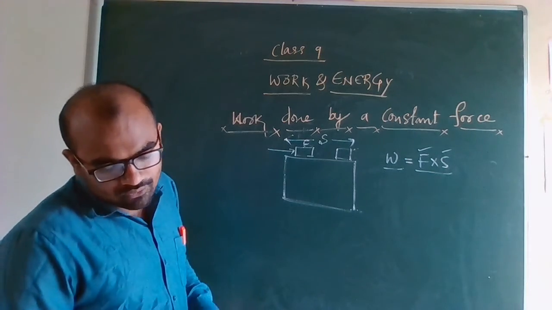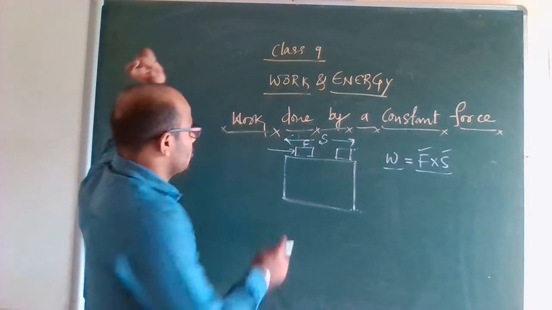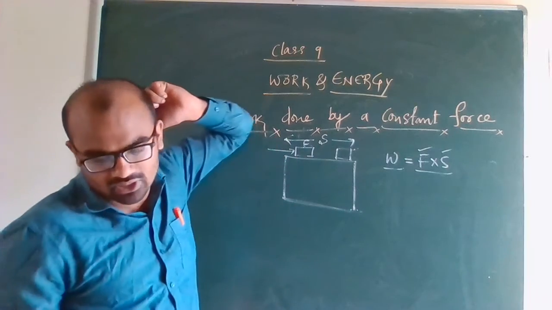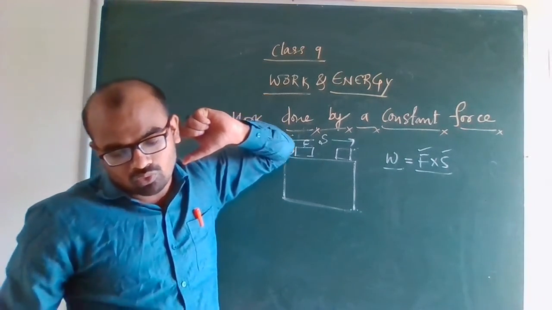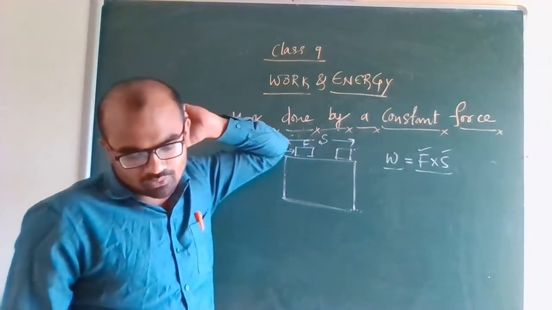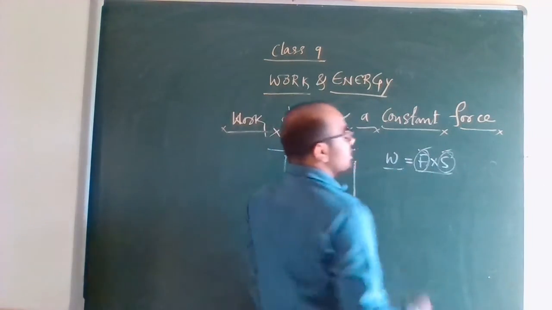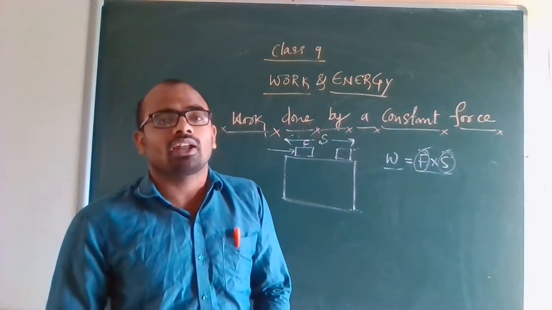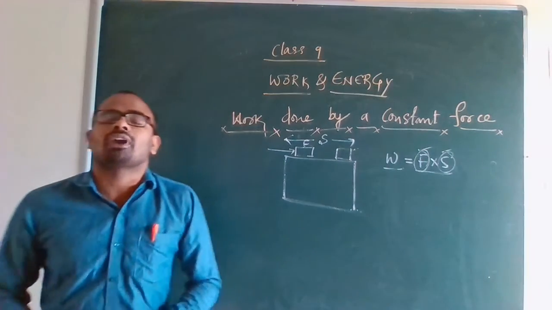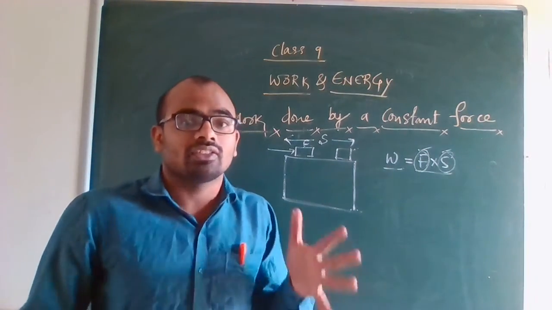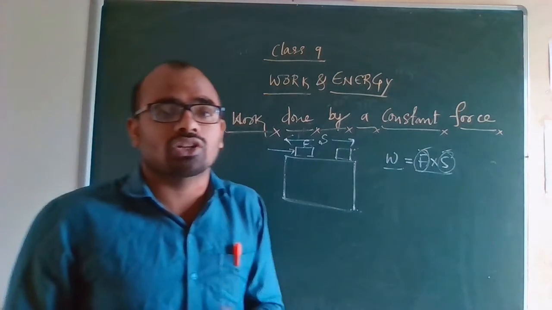Work done by a force acting on an object is equal to the magnitude of the force multiplied by the distance. Work done is equal to force multiplied by distance. That is work done by a constant force.